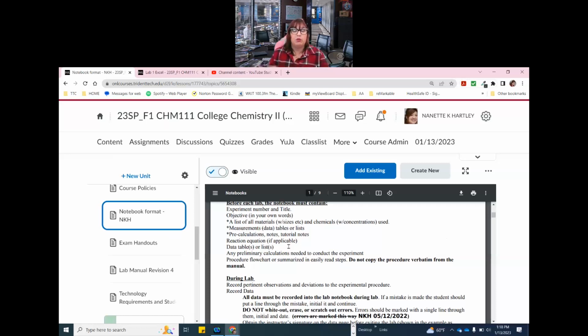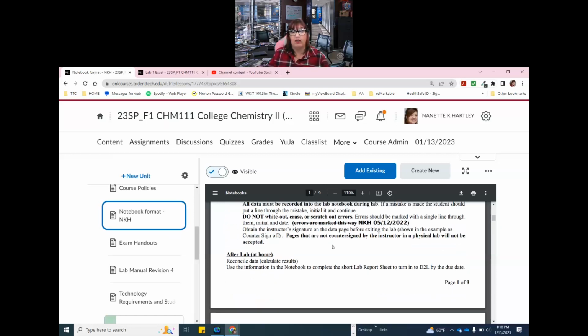Now, your data tables will get filled in the laboratory. Beyond that, nothing else is required in your lab notebook. Absolutely nothing. There are some additional conventions that go with that. So if you make a mistake in your lab notebook, I want to see one line through it, initial and date. Okay, anything else is a problem.